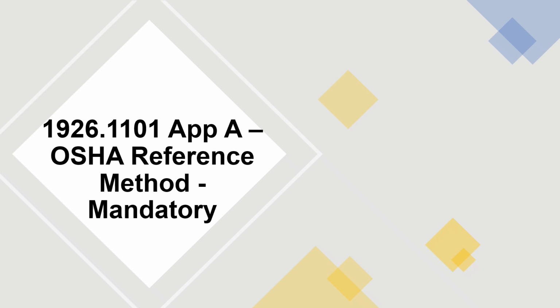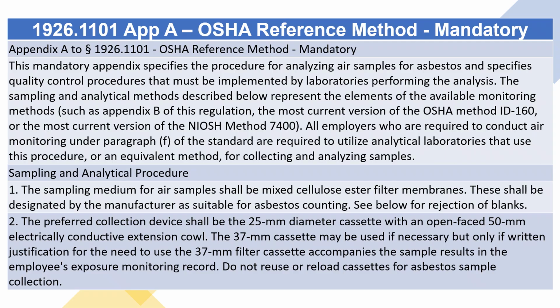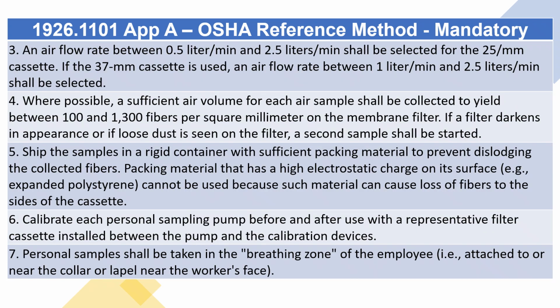1926.1101 Appendix A, OSHA Reference Method, Mandatory. 3. An airflow rate between 0.5 liter/min and 2.5 liters/min shall be selected for the 25 mm cassette.